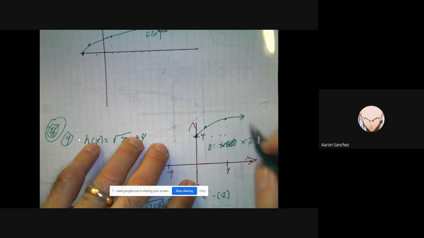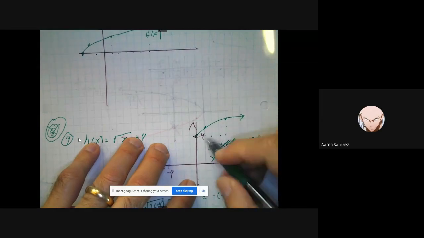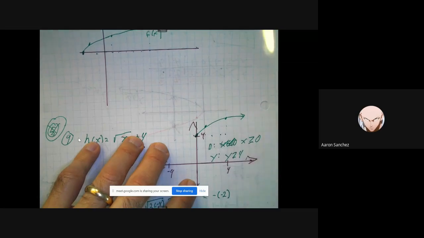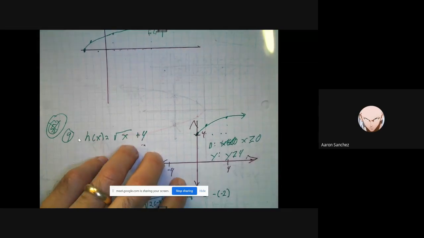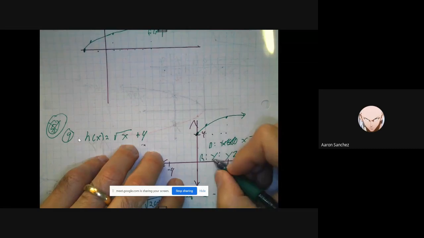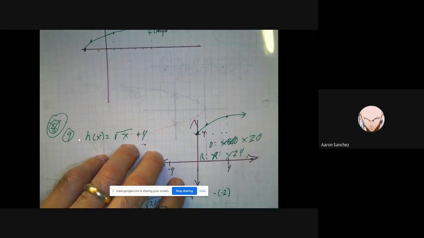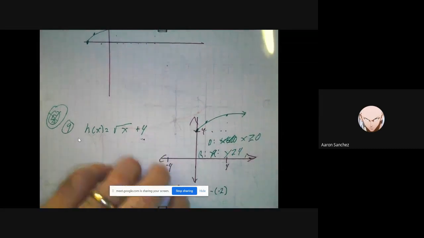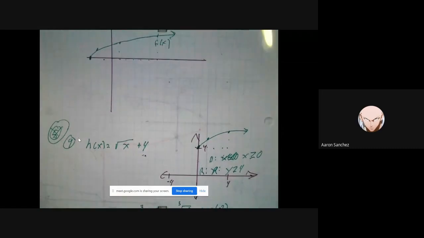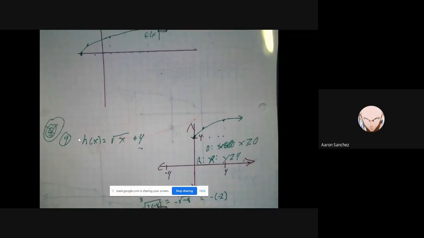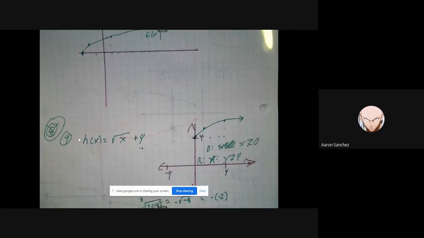It's everything from here on out. And y starts at 4, so y is greater than or equal to 4. Okay, that's the domain and range. That's the range. This should be an R for range. Sorry. All right, so that was 11, 9. Are there any questions on domain and range? You have to make sure you know the domain and range that's on your check your understanding.